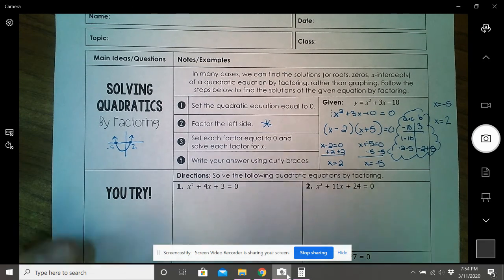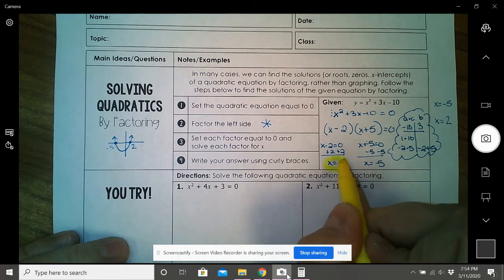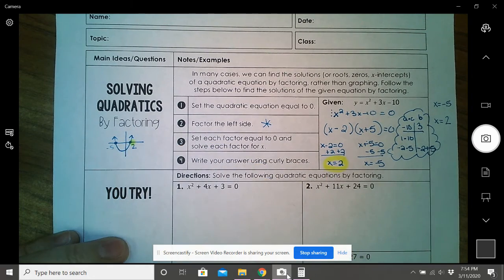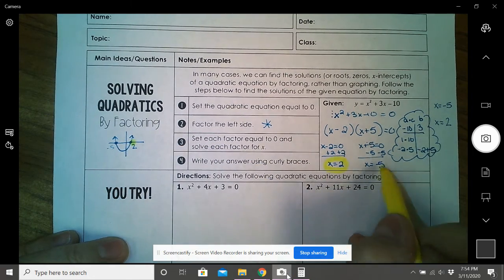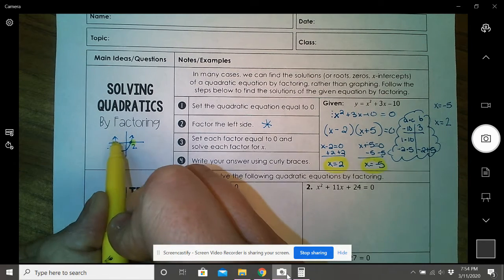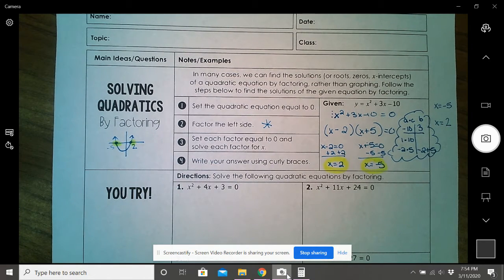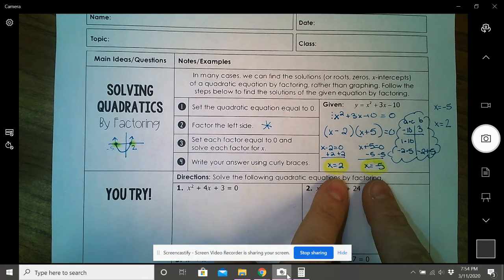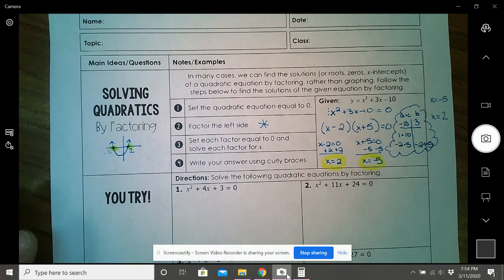Ooh, look right here. X equals 2 is where it hit the 2 on the x-axis. X equals negative 5 is where the graph hit negative 5 on the x-axis. So graphing and looking for the x-intercepts is getting us the same solutions as factoring does. We need to be masters of both.